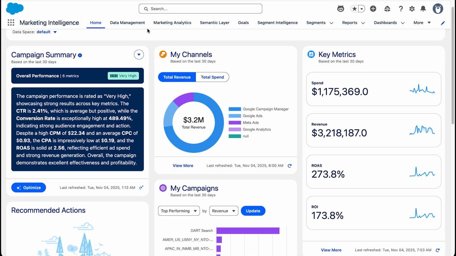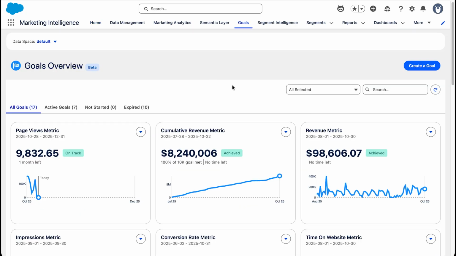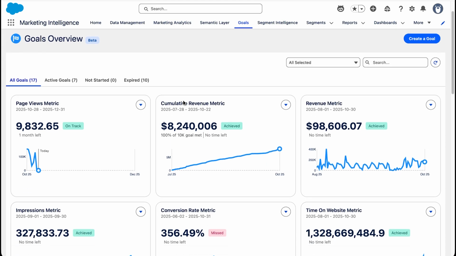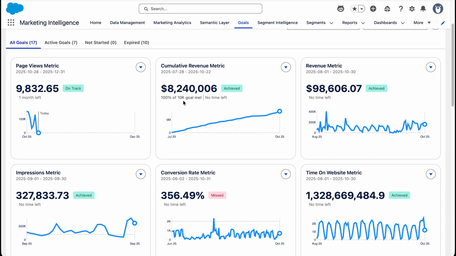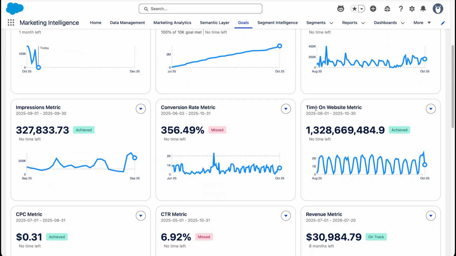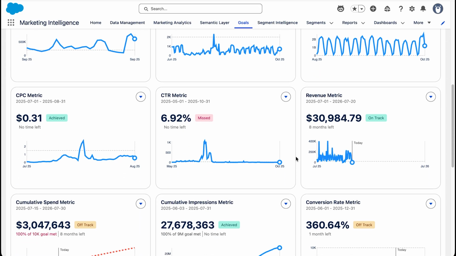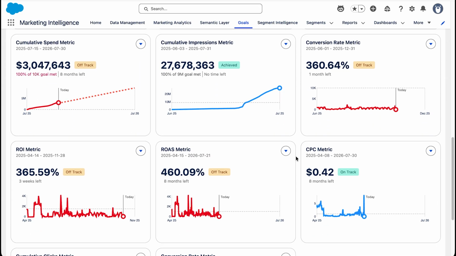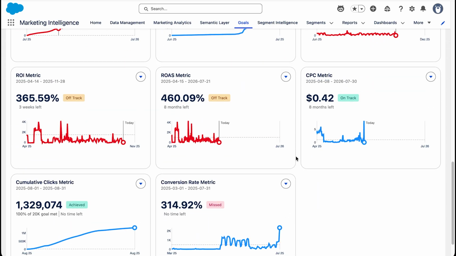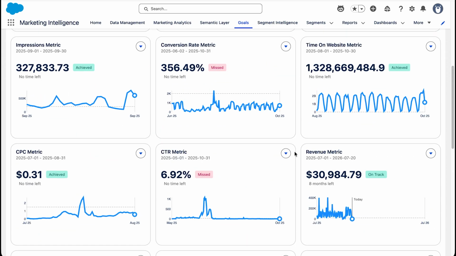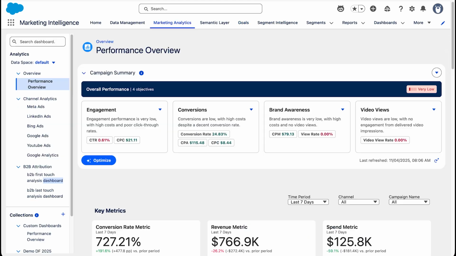In addition, across the top navigation, the marketeer has access to a wide range of different dashboarding, analytics, and reporting. Here, we can determine marketing goals. So these are specific goals that marketing must meet in terms of page view metrics, cumulative revenue metrics, time on website, conversion, impressions, cost per click. So here again, we can see the wealth of analytics and data being presented in a meaningful way back to the business user or the marketeer.